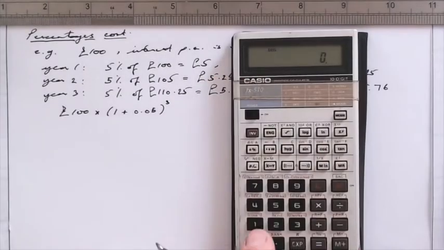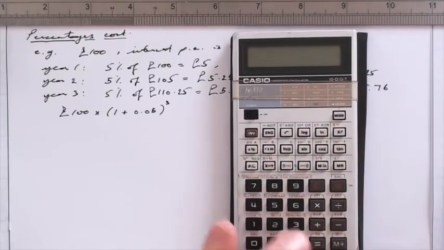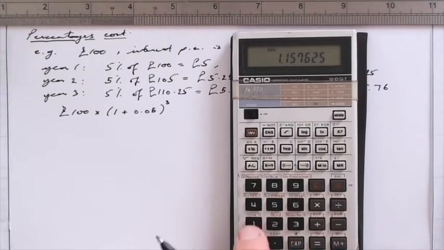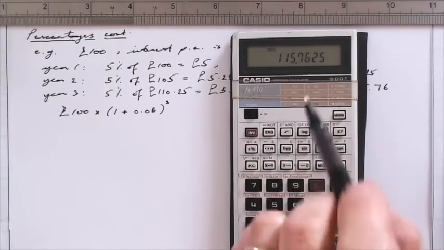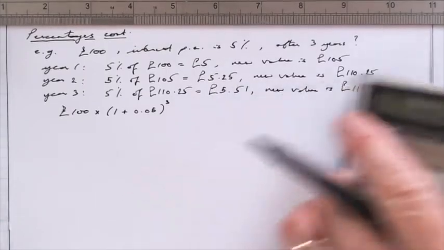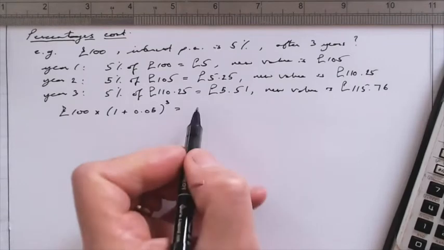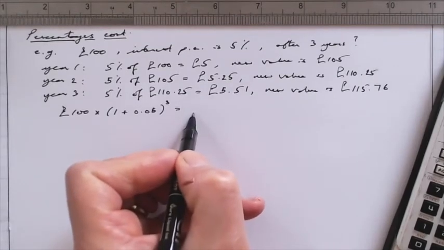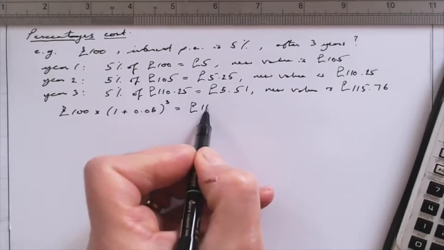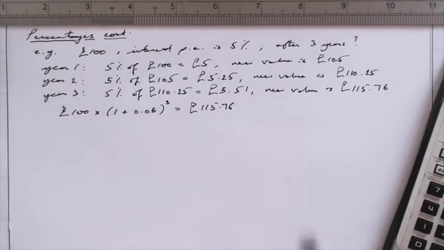So let's work that out. I have 1 plus 0.05. I raise that to the power of 3, and then I multiply by 100, and I get my value, £115.76. You see how much simpler that is than going year by year. Let's just do another example to quickly show you this.